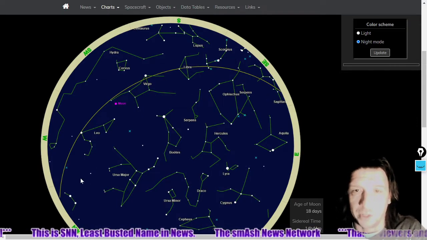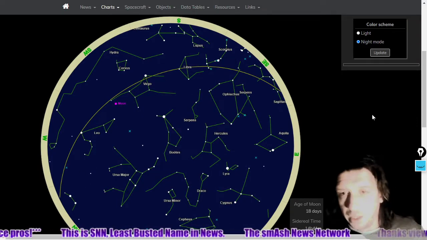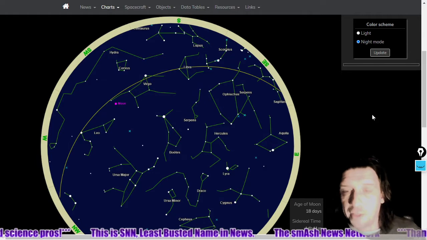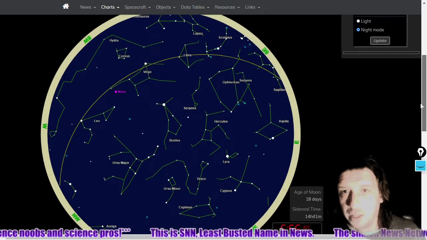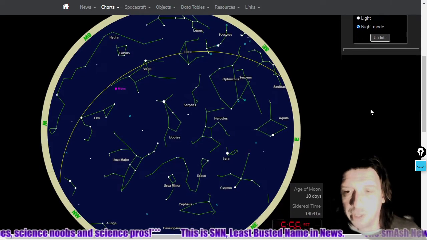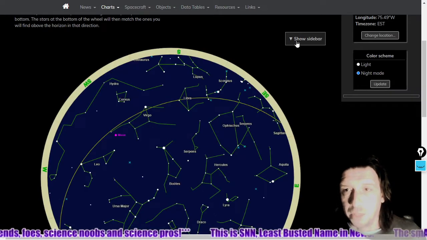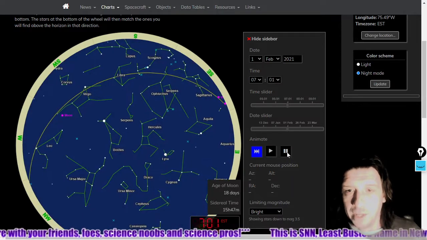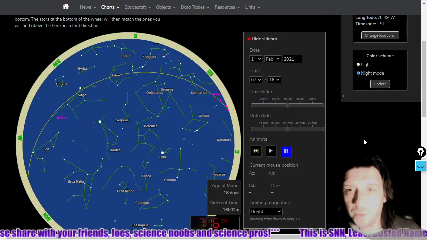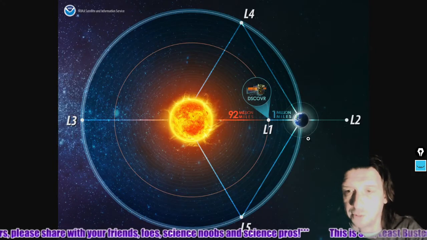I also draw in the ecliptic, which is this yellow line. That's the path that the sun takes across the sky. Just put in your location, and it will show you a star chart. You can even animate the chart if you like. Just bring up the sidebar and press that animate button, and you can animate your star chart if you're interested in when Venus and the sun and so on will rise.